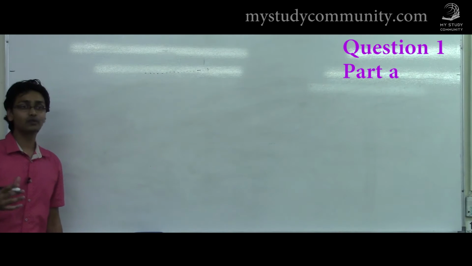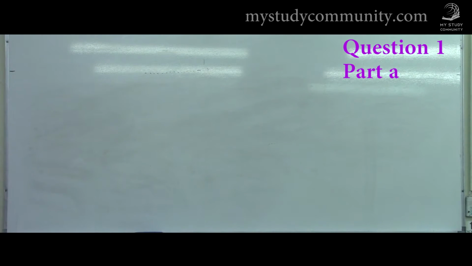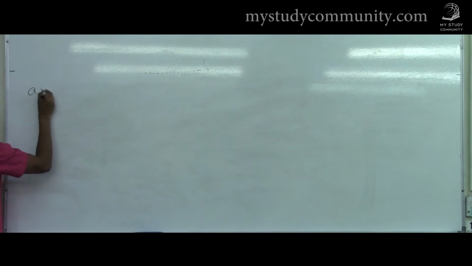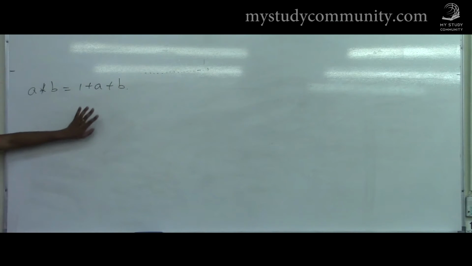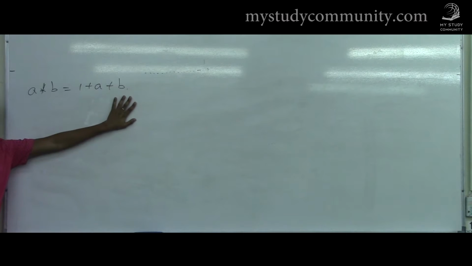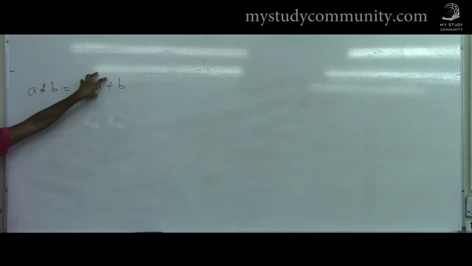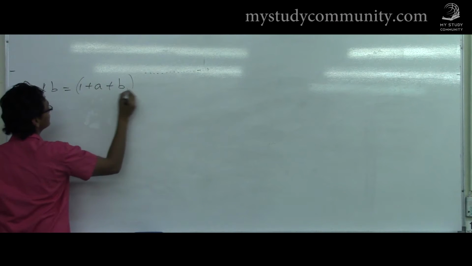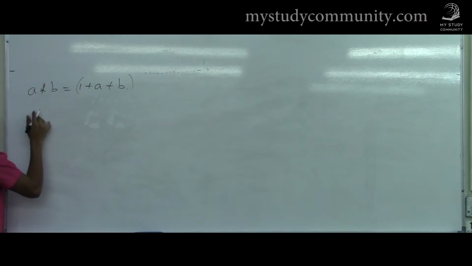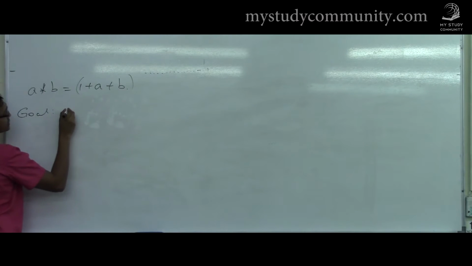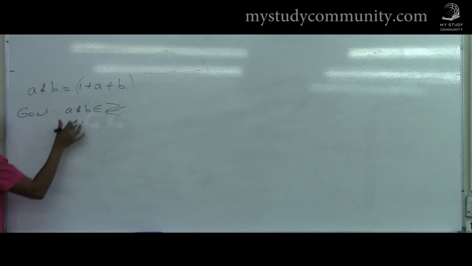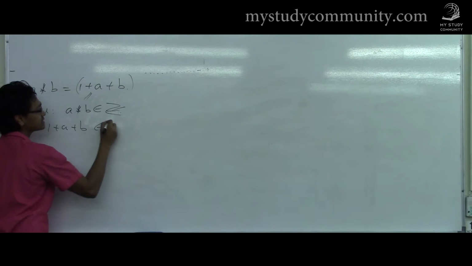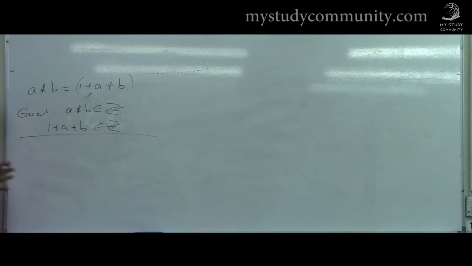Right, so we are on question 1. We want to show that Z is closed, and we define our operation as A star B equals 1 plus A plus B. So our goal is to show that A star B is in Z. Yes? But we know that A star B is actually this. So in other words, we want to show that 1 plus A plus B is in Z. That is our goal. So we start.